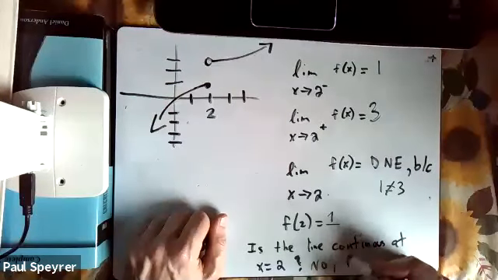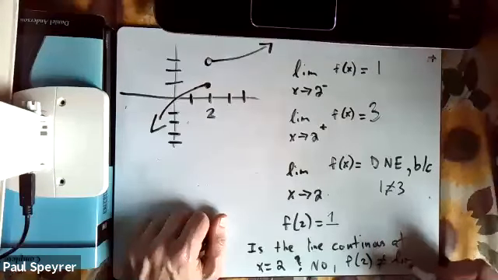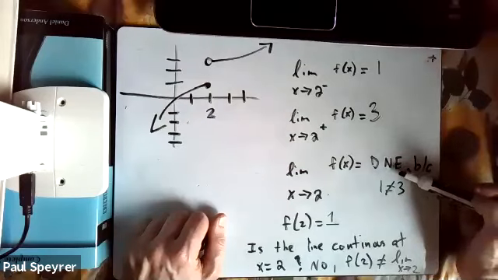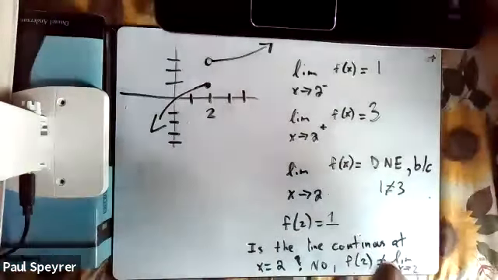And you can say it's because f of 2 does not equal the limit as x approaches 2. Two different things, right? You have a d and e, and you have this. 2 different values right there. They have to be the same thing.